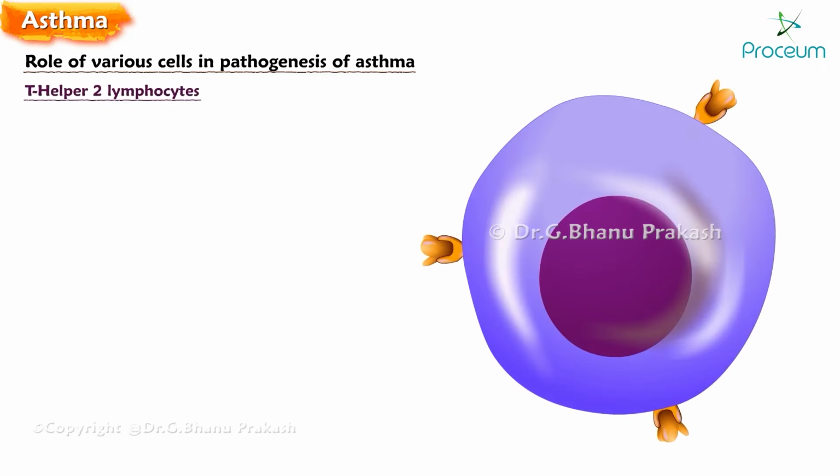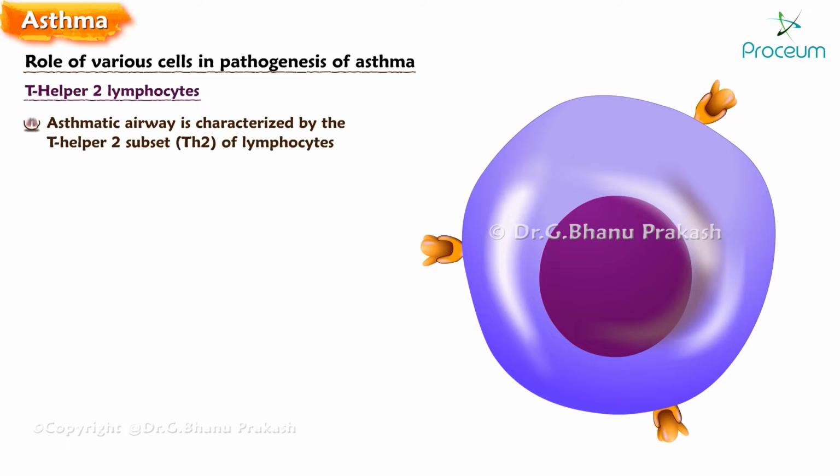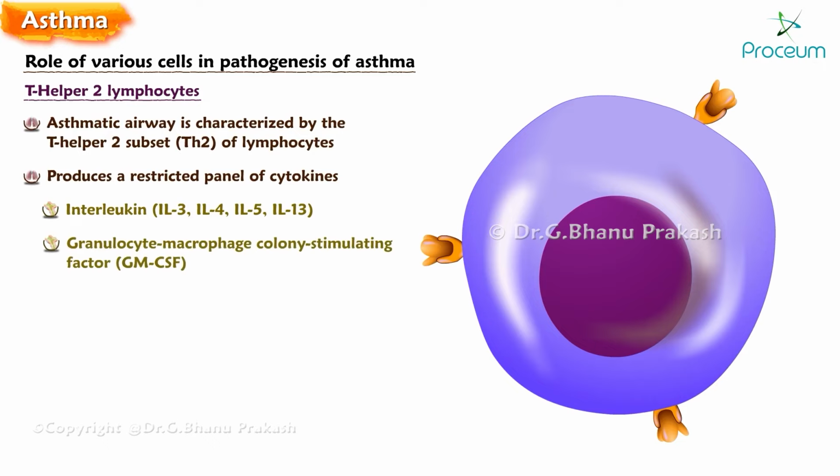T helper 2 lymphocytes. The T cell population infiltrating the asthmatic airway is characterized by the T helper 2 subset of lymphocytes that produces a restricted panel of cytokines, including interleukins and granulocyte macrophage colony stimulating factor, but not interferon gamma when stimulated with antigen.